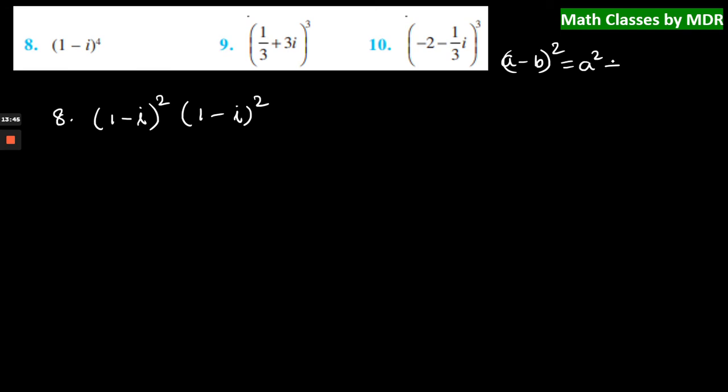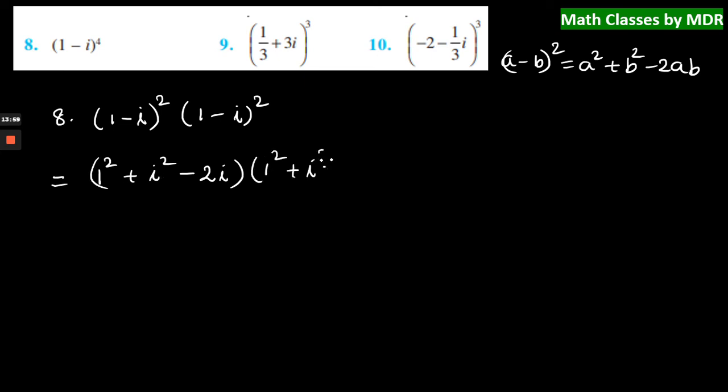a square plus b square minus 2ab. Right? So what we get? 1 minus i whole square is 1 square plus i square minus 2i, into the same thing here, 1 square plus i square minus 2i. So we know that i square is nothing but minus 1, right? So I can write it as 1 minus 1 minus 2i into 1 minus 1 minus 2i.